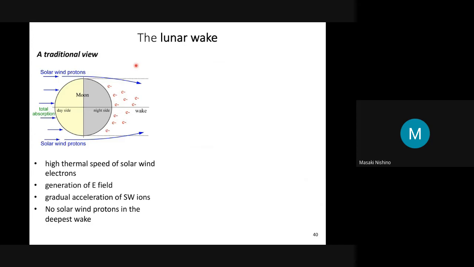Electrons can easily access the night side region because their speed is very high. So there should be an electric field generated around the wake boundary, as shown here. By this electric field, solar wind protons gradually come into the night side region. But anyway, this is a classical or old view.